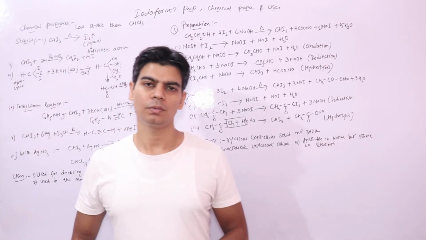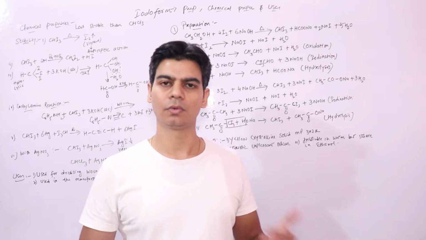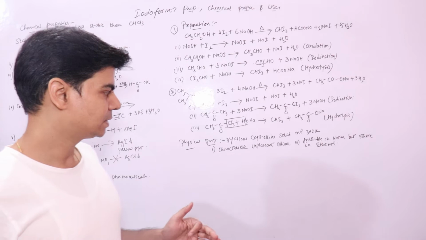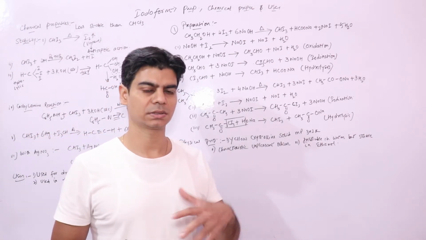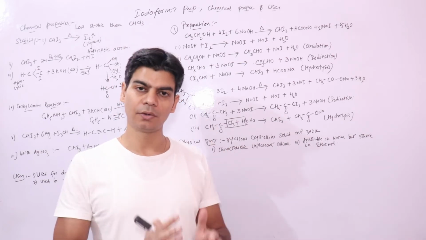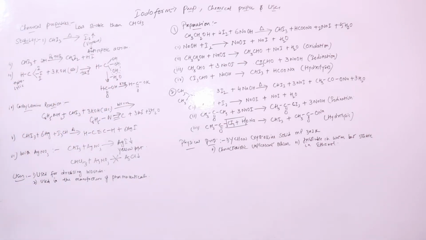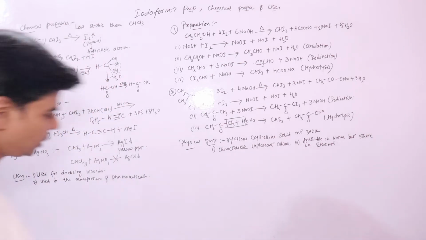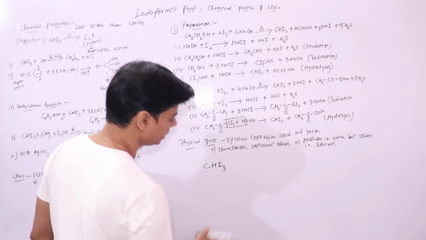Now we'll continue with another lecture on iodoform. Before this lecture, we were doing chloroform. In chemical properties, iodoform is similar to chloroform, with one difference: iodoform is less stable compared to chloroform. Chloroform is more stable. The formula of iodoform is CHI3.